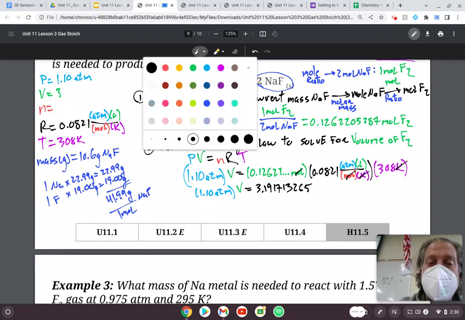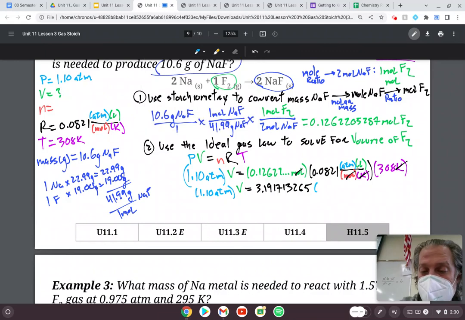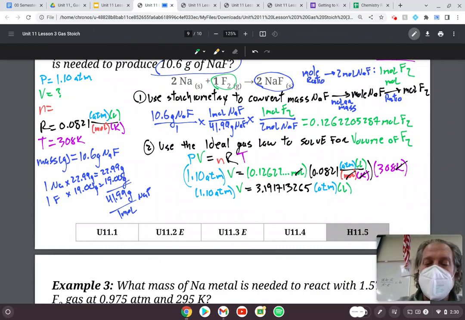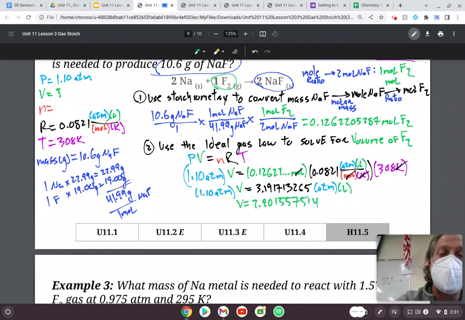So the unit that I have over here is going to be the atm and the liters volume. Now I'm going to divide both sides by the 1.10, so I'm going to divide that by 1.1. And my calculator is going to give me an answer for a volume to be something like 2.9015571514. Now, significant figures.